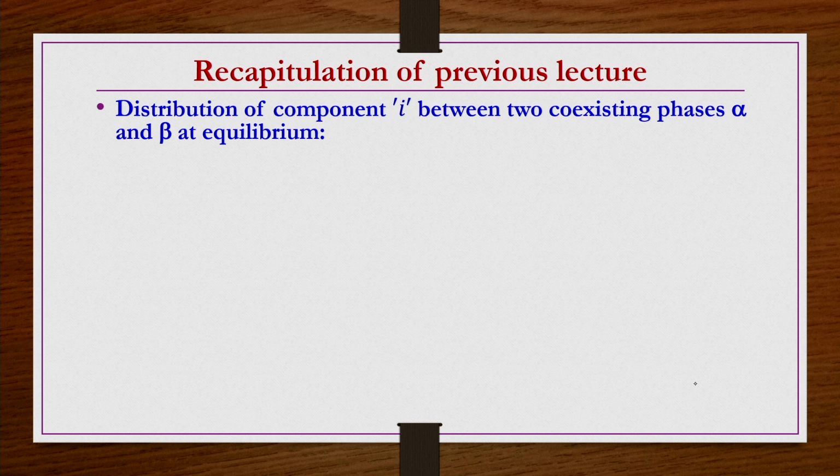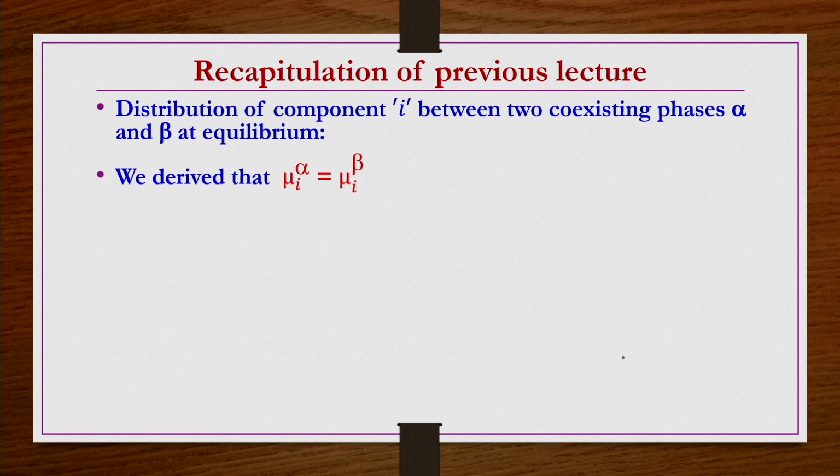Under such conditions, let us say one particular component I has been distributed between two or more coexisting phases. Those phases are at equilibrium. How this component I is distributed in all coexisting phases, those calculations we aim to see. For that reason, we have seen that the chemical potential of that particular component has to be equal in all coexisting phases at equilibrium. That is what we have seen, right.